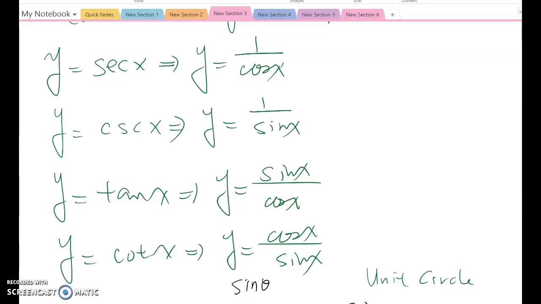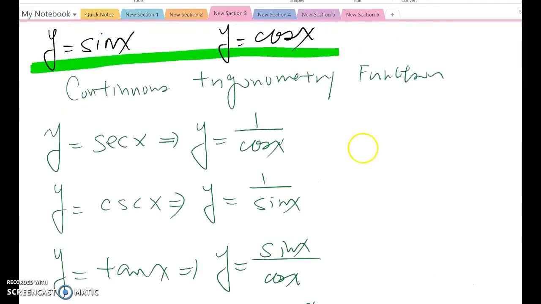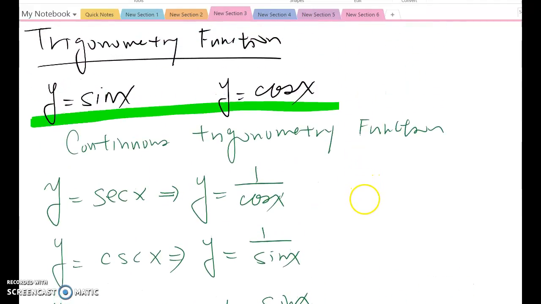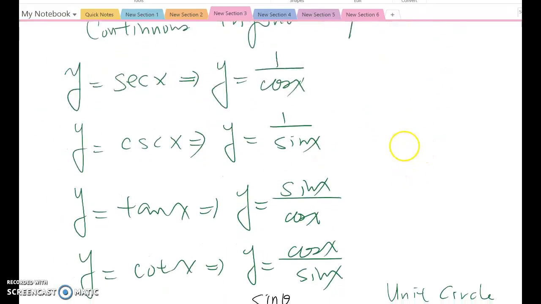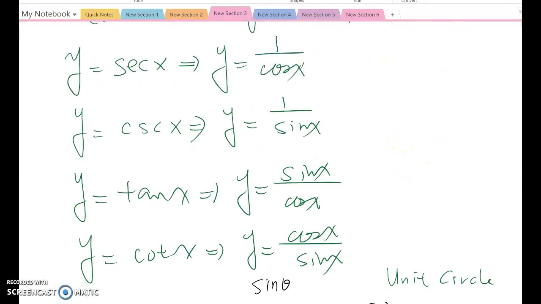Then let's come back to trigonometry functions here. As we discussed before, sin x and cosine x are continuous functions. So for those two functions, we can find the limit anywhere. However, if the function is one of those four other functions, then we need to check the undefined cases.